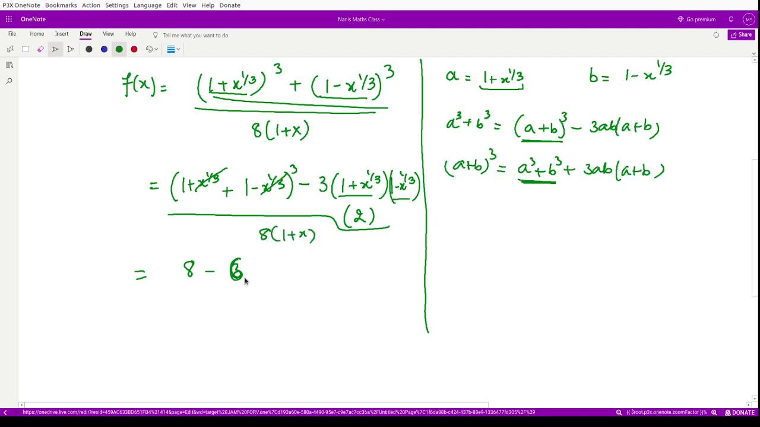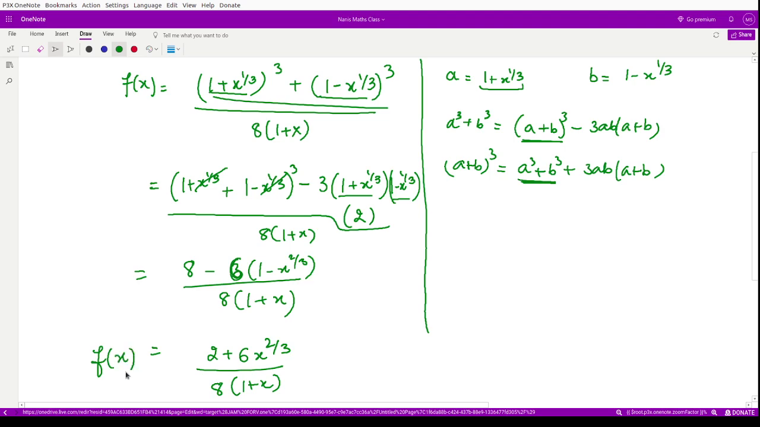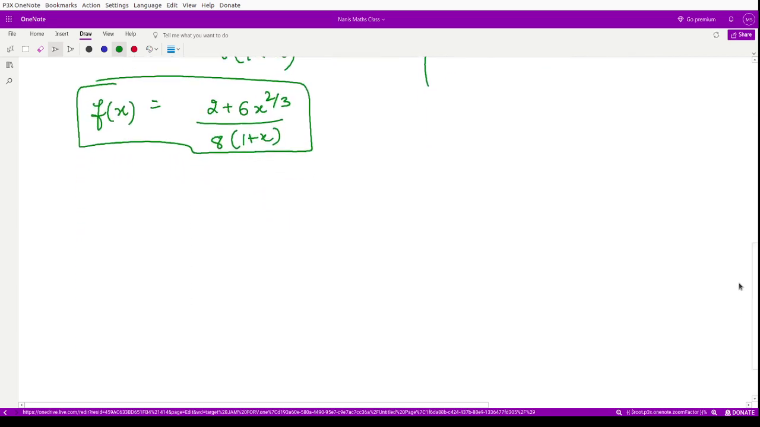So you have (8 minus 6 into (1 minus x squared)^(1/3)) divided by 8 into (1 plus x), or you could also write this as (2 plus 6 x^(2/3)) divided by 8 (1 plus x), just simplifying the given function. Now this is your function, and we can now calculate the derivative. Earlier also you could calculate the derivative, but now this is more simple.